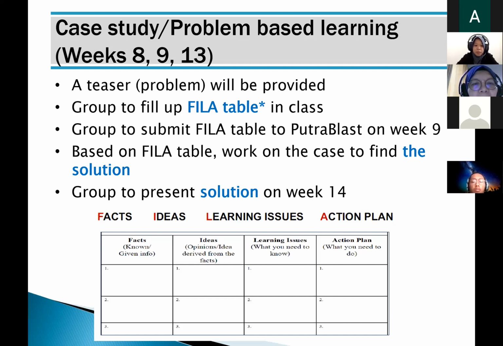So on week 9, you are expected to submit through Putra Blast the FILA table. The table at the bottom is called the FILA table. And this is going to be filled out by you based on the teaser given. Okay, so submit this on week 9 and use the right column, the action plan column, for your presentation on week 14 or 13 at the end of the semester. Only the right side of the table, we want to see that in your presentation.